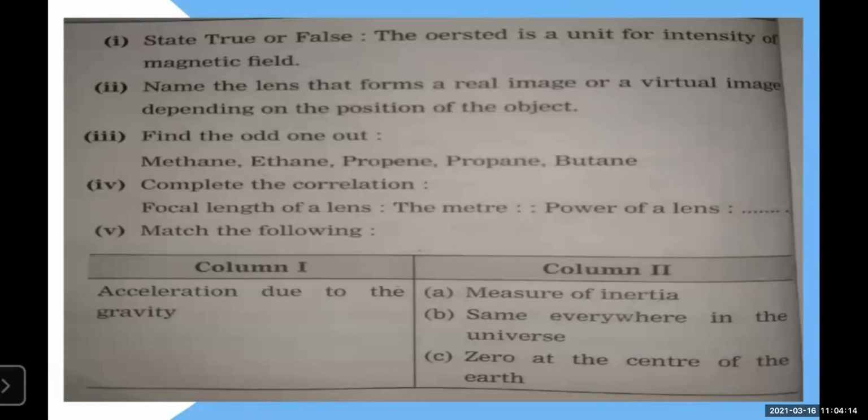Don't make all these boxes A, B, C. Don't write anything in this question. Question number 5, you will write down the main thing, acceleration due to gravity, put a dash and write down the correct answer. So the correct answer is 0 at the center of the earth. Acceleration due to gravity, it is 0 at the center of the earth. This is the correct answer, C1.